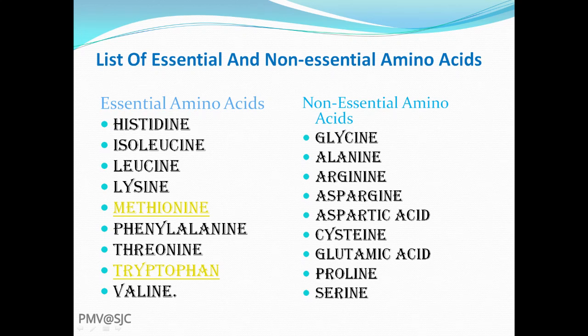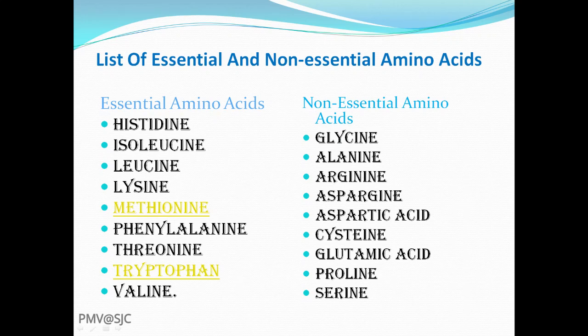The second type of classification is acidic, basic and neutral amino acids. What are acidic amino acids? Acidic amino acids are the ones which contain, apart from the amino group and an acid group, an additional carboxylic acid in the side chain. For example, in aspartic acid, you can find a carboxylic group present at the beta position apart from the regular amino and carboxylic functional group.